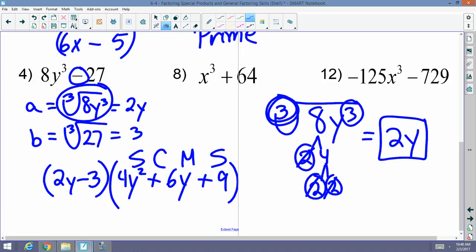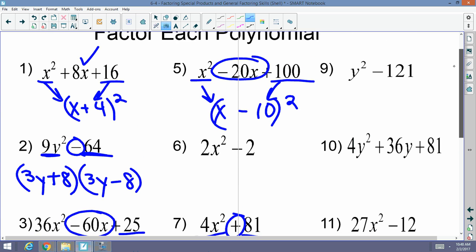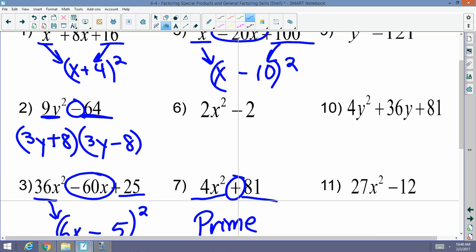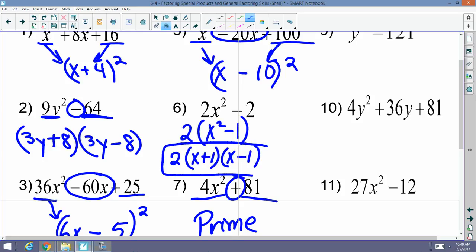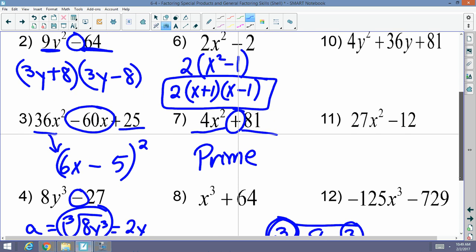Okay, let us continue. We did number 5 already. How about number 6? Wait a second. Those aren't perfect squares, right? Oh, it's not factorable, right? You pull out a GCF first. Then I have x squared minus 1. Is x squared a perfect square? Is 1 a perfect square? Are they being subtracted? So it's a difference of squares. So this is 2 times square root of the first plus square root of the second times square root of the first minus square root of the second. We already did 7. That's prime.